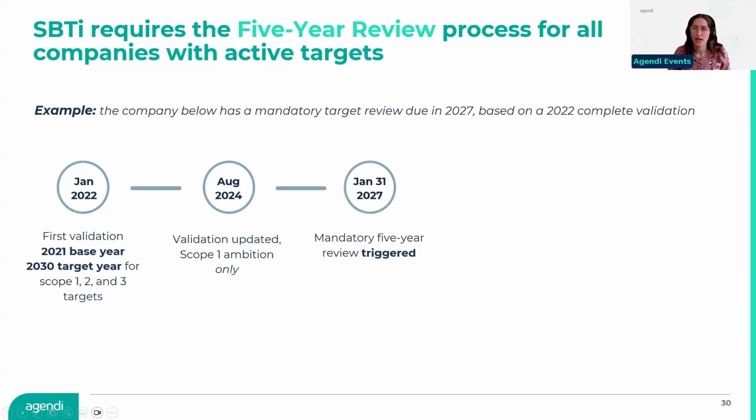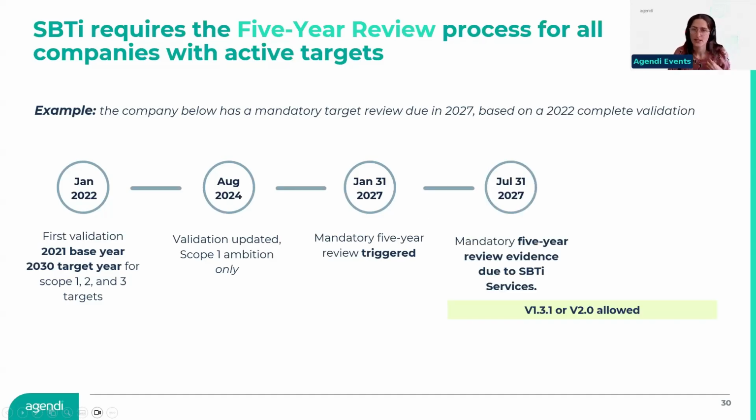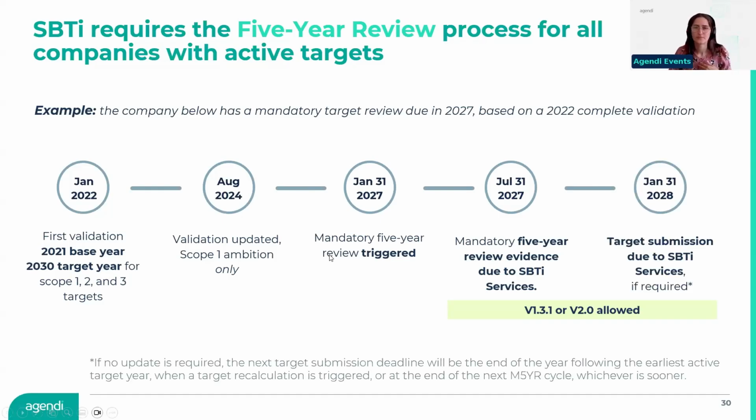They then have that trigger of January 31st and have until July to review evidence, and it's due to SBTi services, under which they can use either V1 or V2. And then they have until 1 year after that trigger date to actually submit targets.